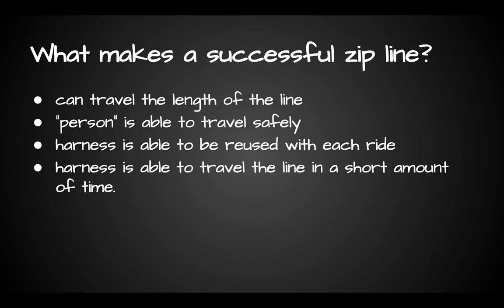What makes a successful zip line is that you want to make sure that you can travel the entire length of the zip line. You don't want to start and then get stuck in the middle. A person is able to travel safely. You want to make sure that you're not falling off or getting stuck or getting hurt in any way. A harness is able to be reused each time. If you send a person down on a zip line, you should be able to reuse that harness because you do not want it to break each time that someone uses it. And then a harness is able to travel the line in a short amount of time.